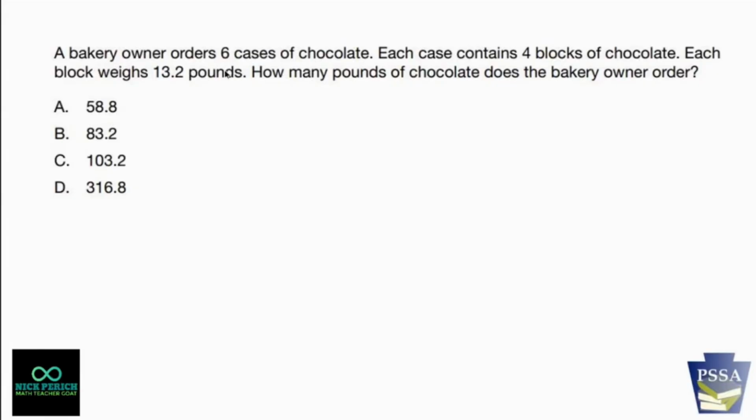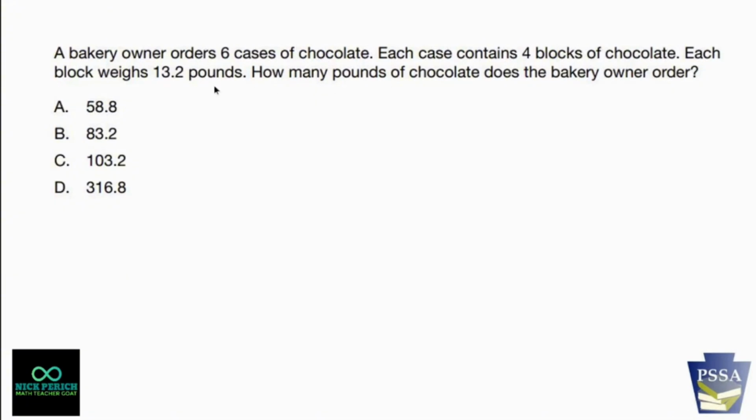A bakery owner orders 6 cases of chocolate. Each case contains 4 blocks of chocolate. Each block weighs 13 2/10 pounds. How many pounds of chocolate does the bakery owner order?